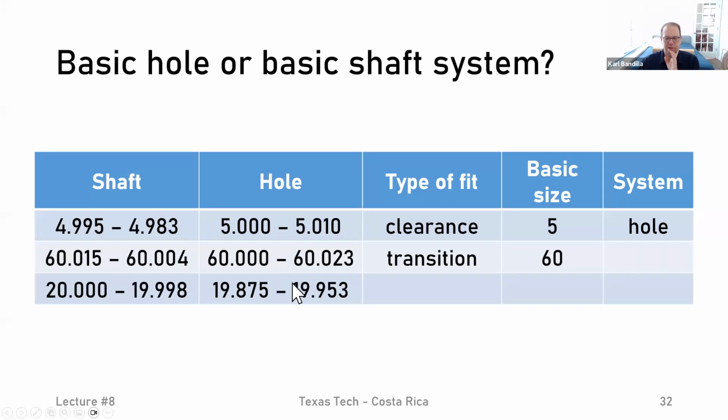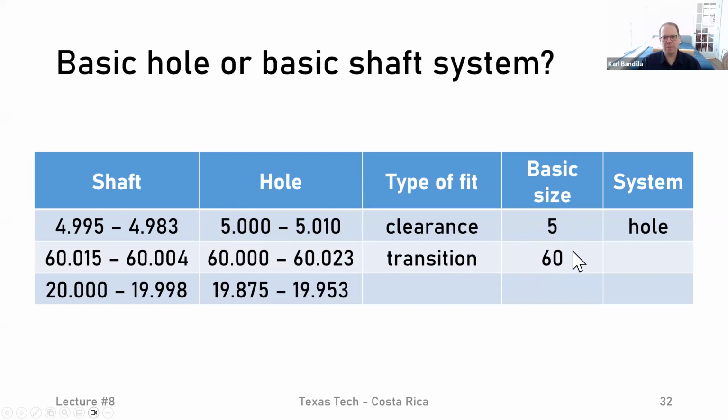Right, so again, I can't skip back to the previous slide because this is all separate bits here. But remember, whatever has the fundamental deviation of 0 is the one that gives us the basic size. So if one of the limits is the same as my basic size, that defines the system. In the first example, on the hole, we had the basic size of 5, and one of the limits of the hole was 5.